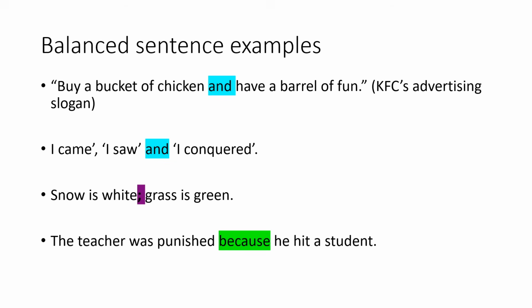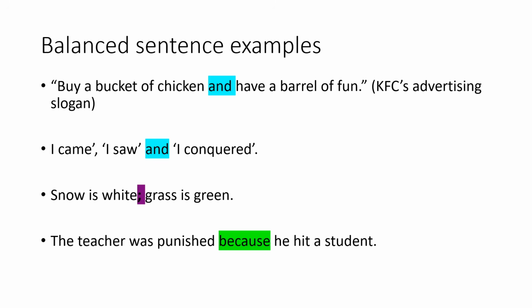Let's look at the second one. I came, I saw, and I conquered. Now I'm sure that you've heard some variation of that in your life. Each part of the sentence is as equally as important as the other. I came and I saw is separated by a conjunction and it is equally as important as I conquered. We are even using "I" in every part of the sentence. Let's look at the next example.